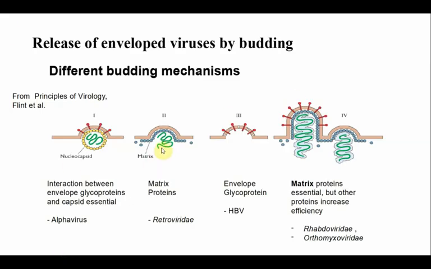Now, the other case is where it's the matrix proteins interacting with the virus genome, which are driving the budding. That's true for retroviruses. The third case is when it's the envelope glycoprotein just on its own. That's all you need. And that's true for hepatitis B virus. And then for orthomyxoviruses like influenza virus, it's matrix proteins. That's these little blue circles here. They're essential, but you have other virus proteins that increase the efficiency.